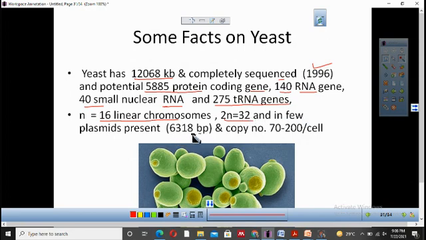A few plasmids are also present, of size 6318 base pairs, because yeast also has plasmids like bacteria, and their number may vary from 70 to 200 per cell.